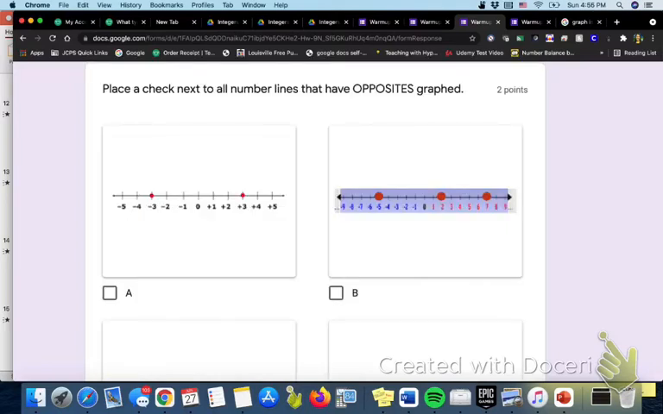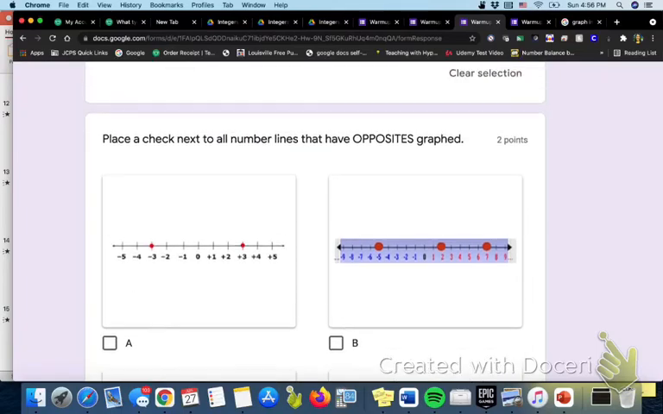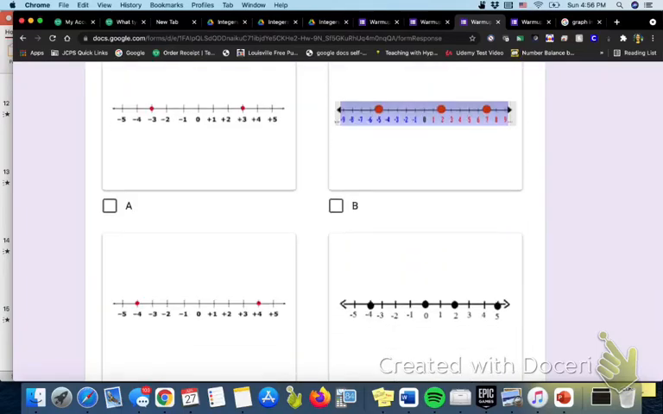Okay, in the next problem, it's asking us to find which number line has opposites that are graphed. Opposites, as we said when we talked about the definition of an integer, would be like 2 and -2, 5 and -5, for example. So if I look at option A, I have a coordinate right above the -3 and the +3. So A has a couple of opposites that are graphed on that number line.